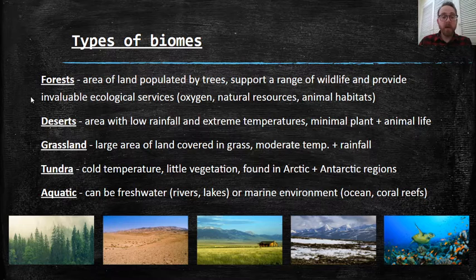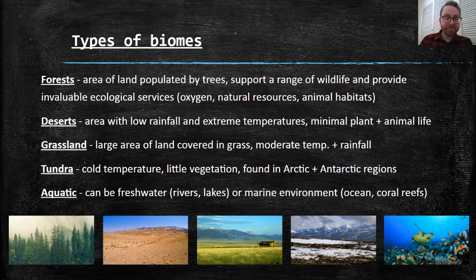So forests, areas of land populated by trees, support a range of wildlife, and provide us with invaluable ecological services. So forests are very useful. They provide us with oxygen, natural resources, and they are animal habitats. Lots of wildlife live in forests because it is a type of environment, a type of biome that has all the things you need for life. So in a desert, for example, less plant life, less animal life, because there's not as much rain. It's too hot, the temperatures are too extreme. Deserts, low rainfall, whereas forests, you have lots of rain, lots of trees to cover, give you shade from the environment, and you have lots of sunlight, usually.